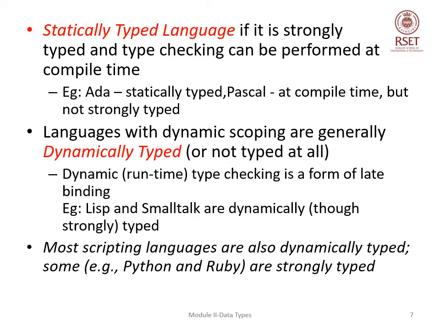There are two other types of languages, statically typed language and dynamically typed language. In statically typed language, the binding happens during compile time, and in dynamically typed languages, the typing happens during the run time. It does not know the type until it is run. The example for statically typed language is Ada, and the examples for dynamically typed language are Lisp and Smalltalk. And most of the scripting languages are also dynamically typed. And once it is typed, Python and Ruby maintain the type.